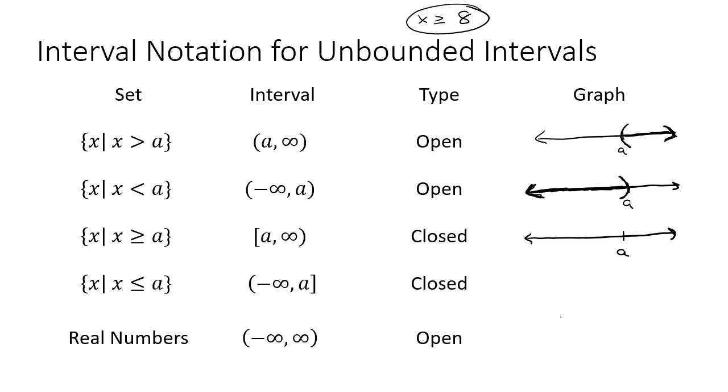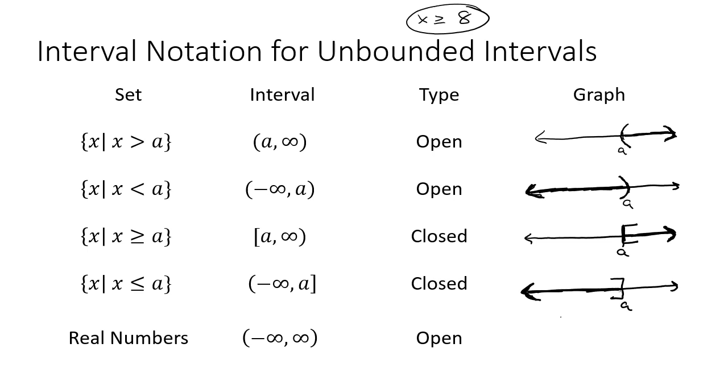The idea is still the same. Greater than a would be everything to the right. But to indicate the or equal to, we now use a square bracket, opening in the direction of the solution. Similarly, less than or equal to a would be a and everything smaller. Everything to the left, so that would be from negative infinity to a with a bracket.